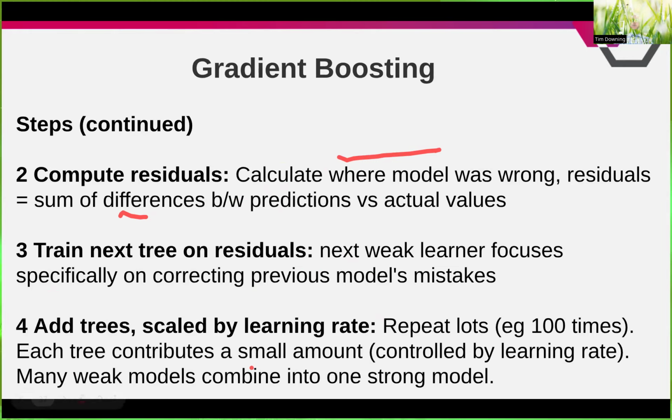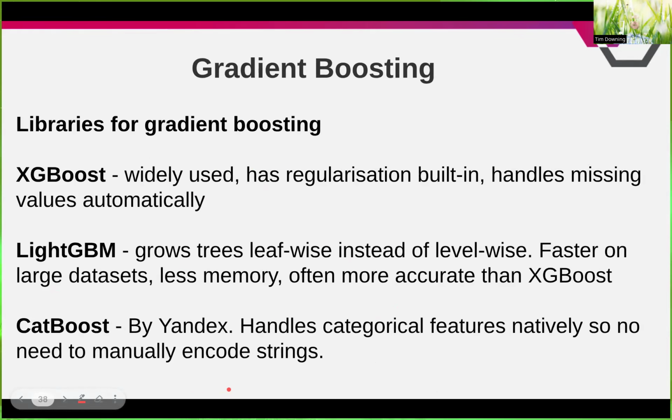And basically we're taking many weak models to combine them into one stronger model. Key libraries for this are XGBoost, which is installed already. LightGBM is also an effective one that can be very good for larger data sets. And there's also CatBoost as well, which can also work on strings.